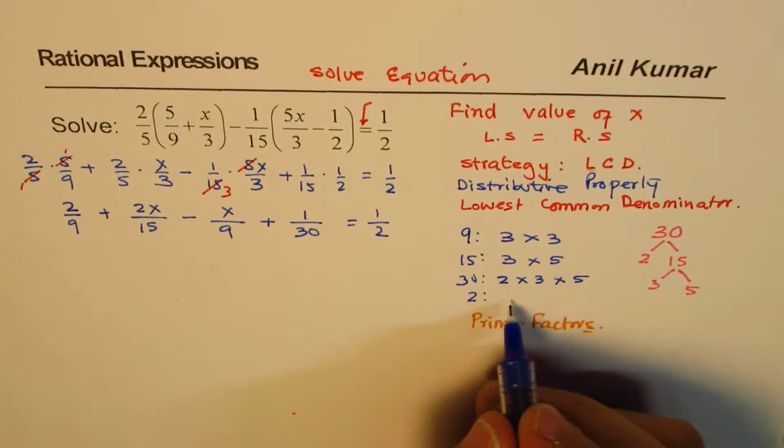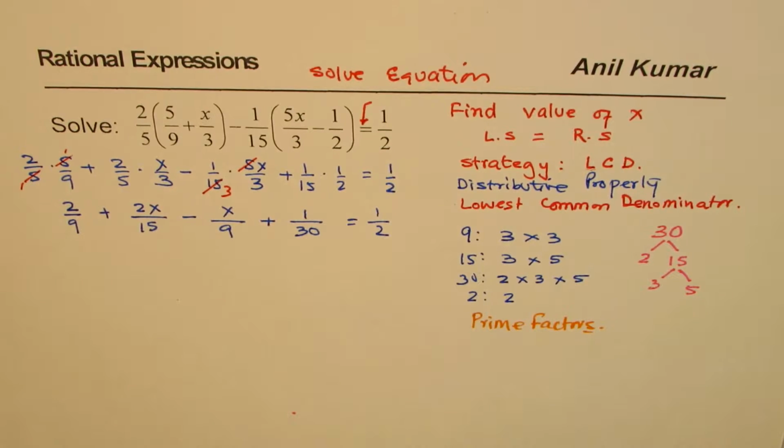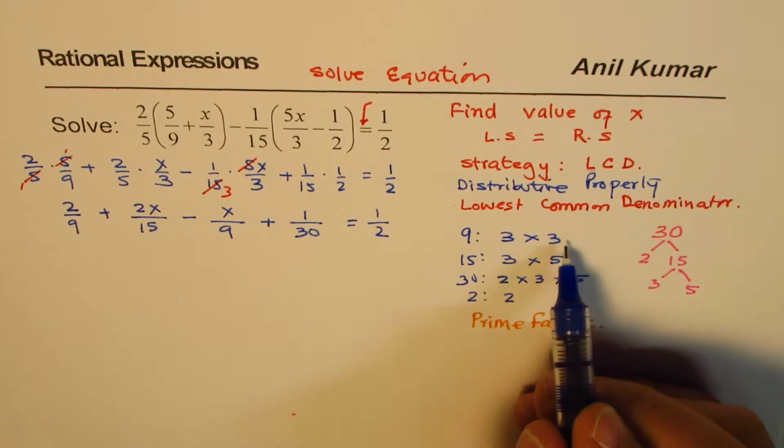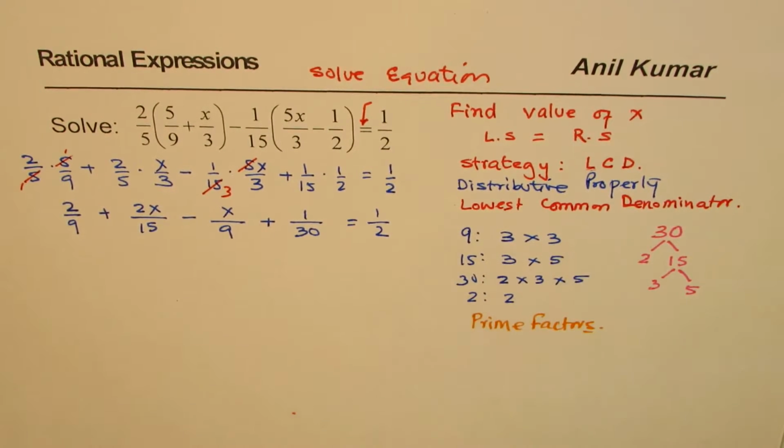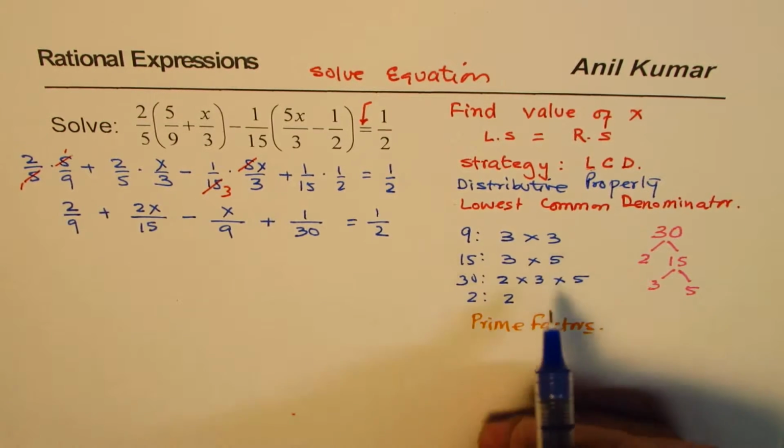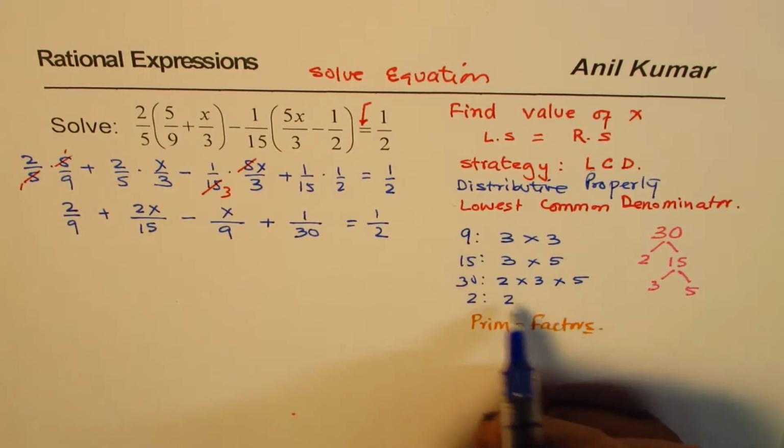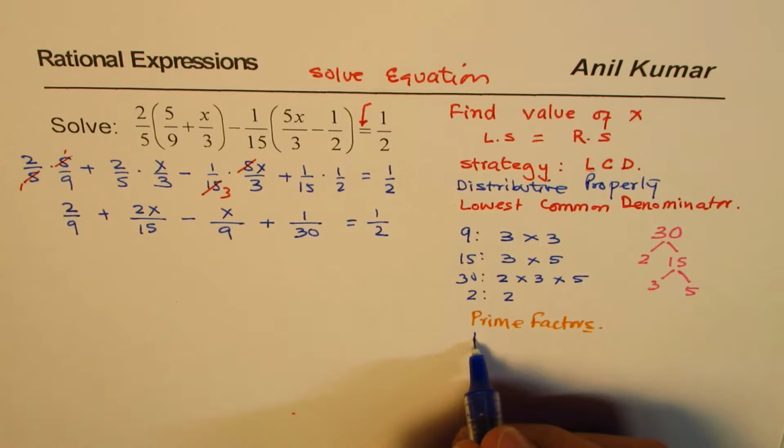2 is itself a prime factor, so we'll write just 2. You should not be writing 1, as you know 1 is not a prime number. Okay. Now from these prime factors, how do we calculate the lowest common denominator?